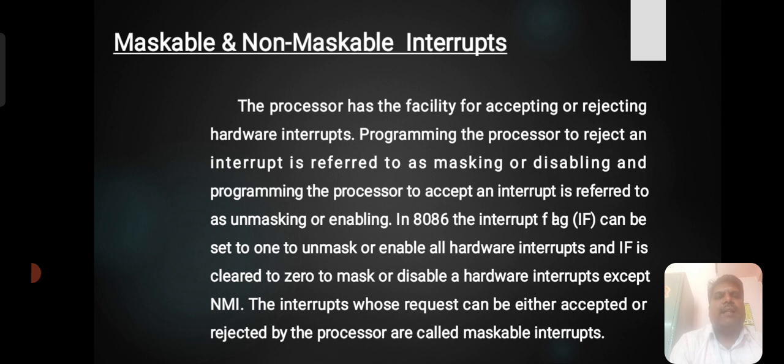So NMI we cannot touch because it is called a non-maskable interrupt. The user cannot have access to change this NMI operation. The interrupts whose requests can either be accepted or rejected by the processor are called maskable interrupts. So the user has the access to change whether to accept or reject it. That kind of interrupt is called a maskable interrupt.